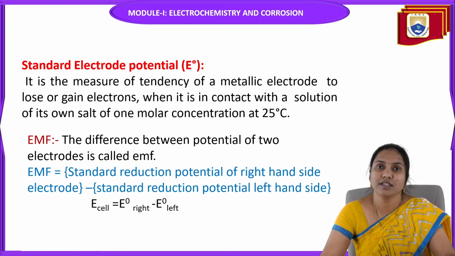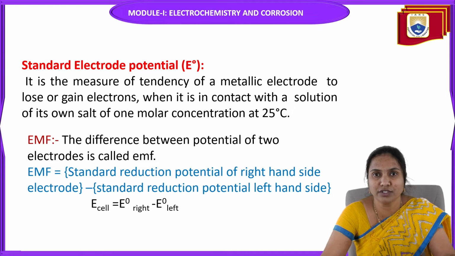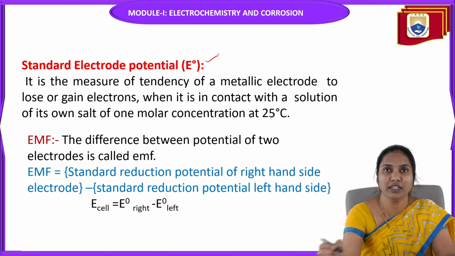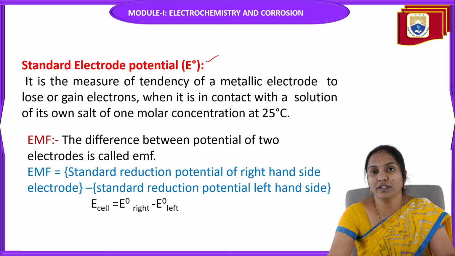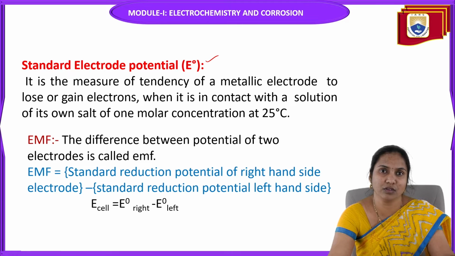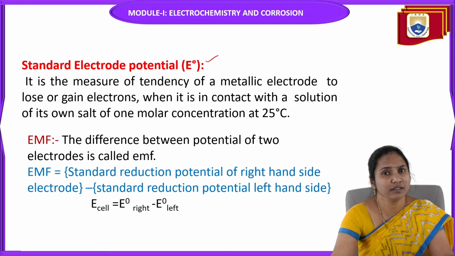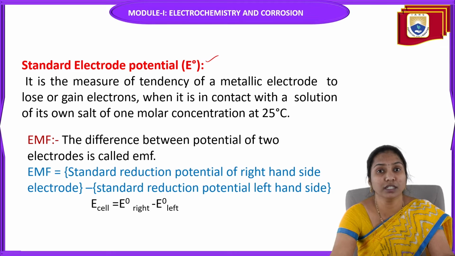So now we'll discuss standard electrode potential. What is the meaning of standard electrode potential? It is represented by E naught. How can we define the standard electrode potential? It is a measure of the tendency of a metallic electrode to lose or gain electrons when it is dipped in its own salt solution, but here we are maintaining standard conditions.